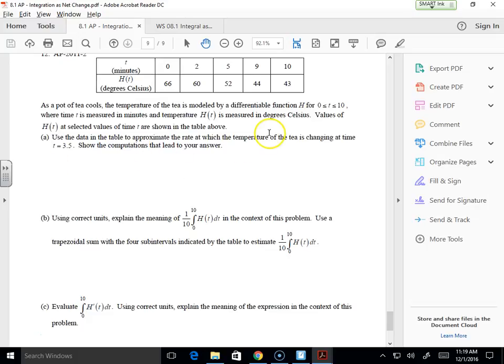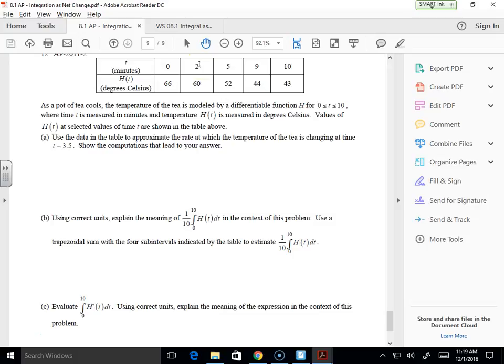Well, hold on. Temperature, approximate, average rate. We just do a slope, right? So go find 3.5. It's not in the table. Great. Use the 2 points straddling 3.5 and do change in Y over change in X. Average rate.